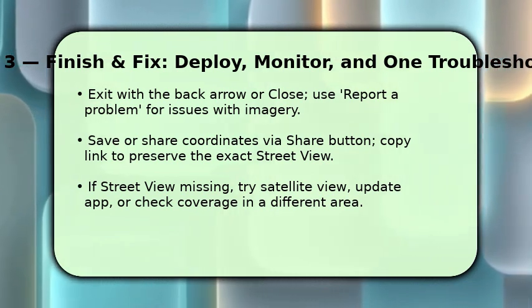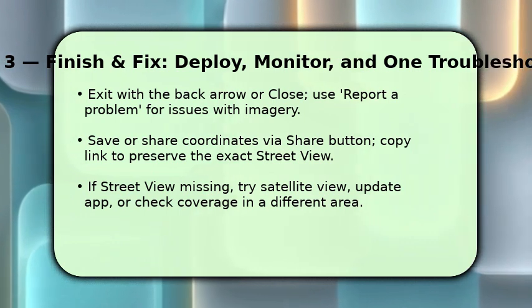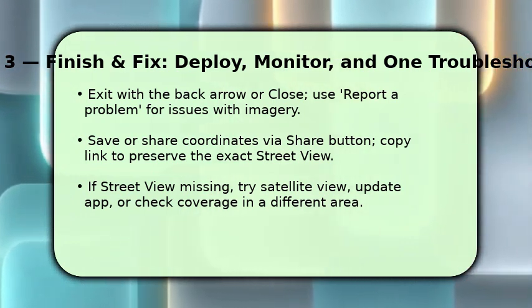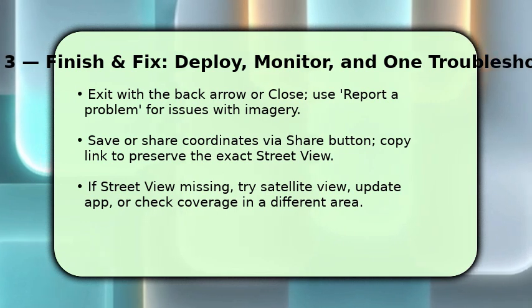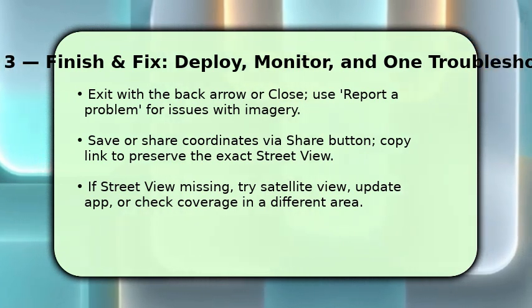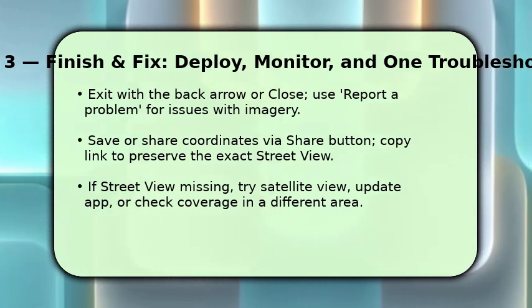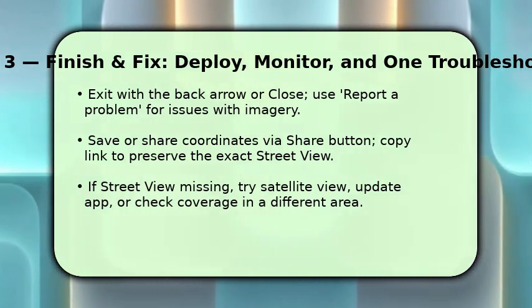If imagery is missing or outdated, try satellite view, refresh, or update the app. Sometimes coverage is limited. If things still fail, use Report a Problem. This notifies Google about missing or blurred imagery and can prompt an update.